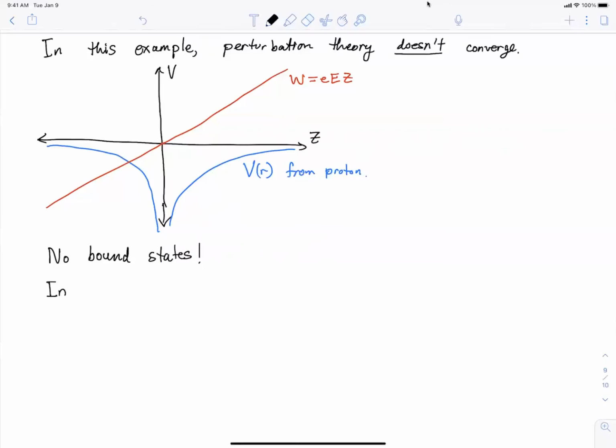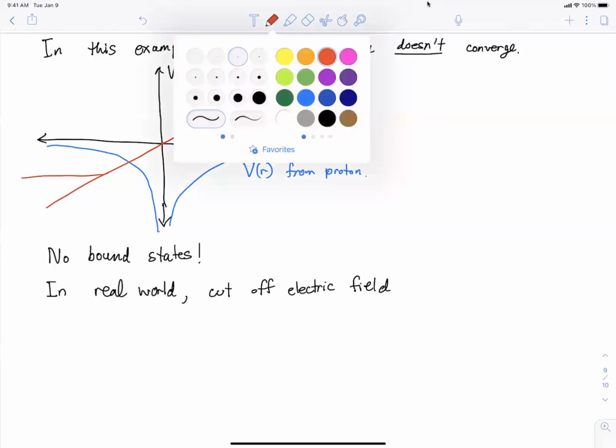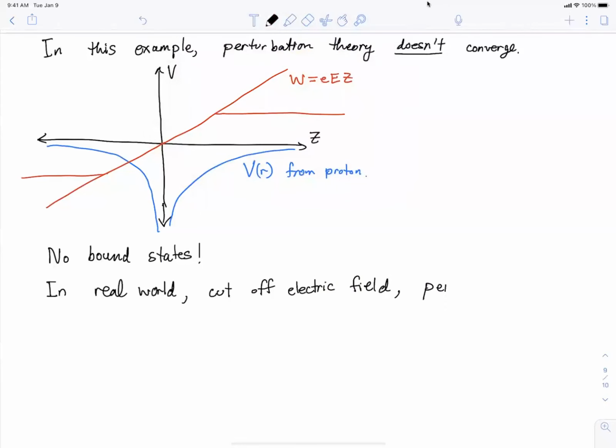So in the real world, you actually cut off the electric field. It doesn't extend infinitely far. And so what's really going on is this, instead of going infinitely big, gets cut off at some value. Okay, and then perturbation theory converges and gives the right answer, and gives the answer that we actually got, or gives an answer very close to what we actually got. And so everything we actually did was okay, even though as an idealized problem, it was completely wrong.